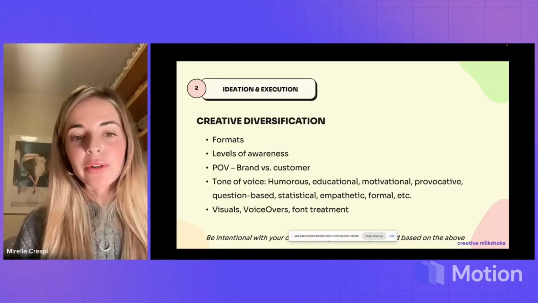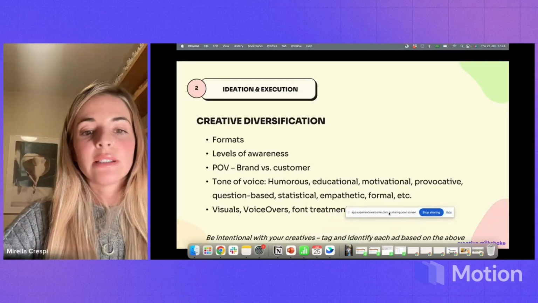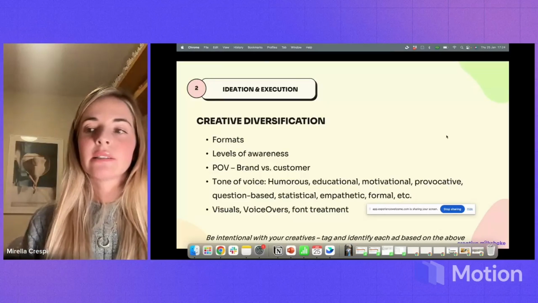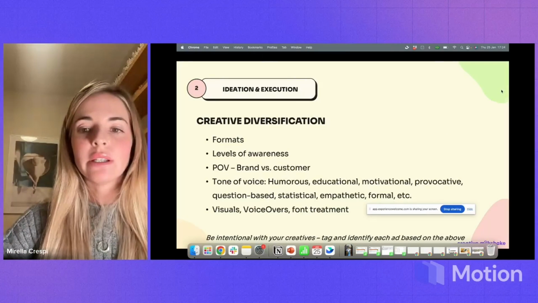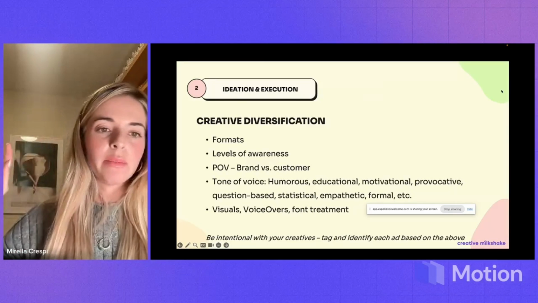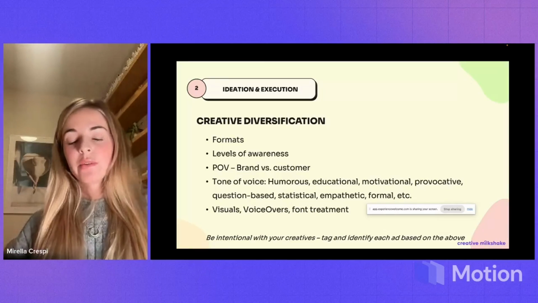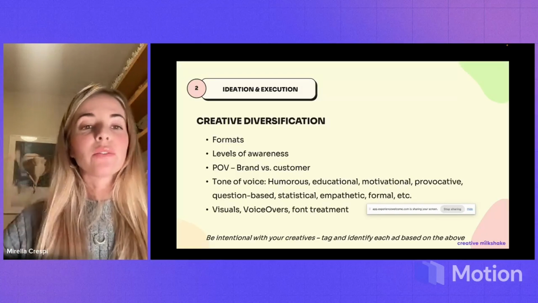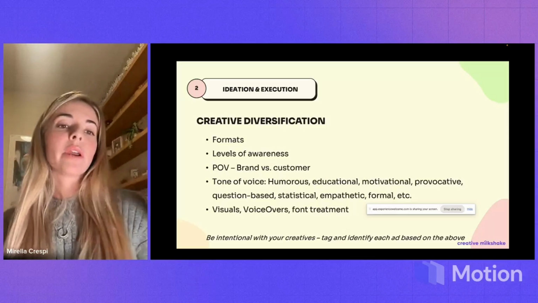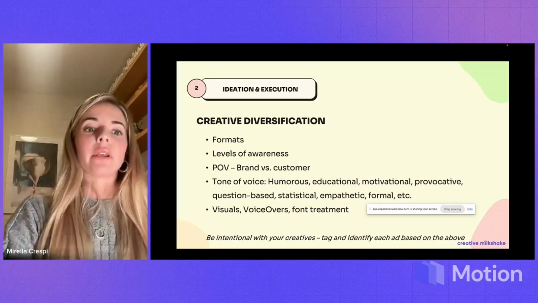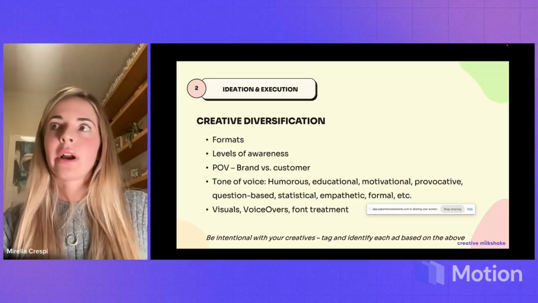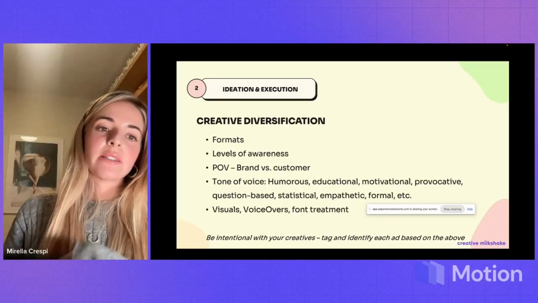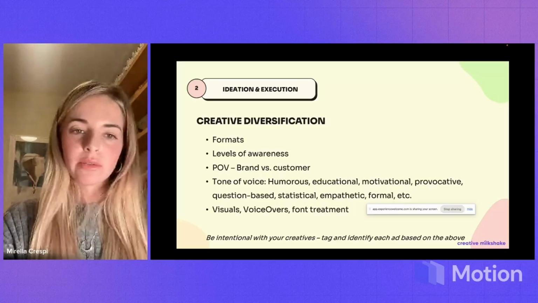So when we talk about creative diversification, we talk about testing different formats, and we talk about different levels of awareness. That means making ads that speak to people that have no idea what your brand is, have never heard of it before, or maybe customers that are more familiar, or customers that have already purchased from you before. Or levels of awareness about the problem itself: not even being aware that they have that problem, or being very aware that they have that problem and having already tried different alternative solutions before. And then also crafting creatives from both points of view, like I said before.